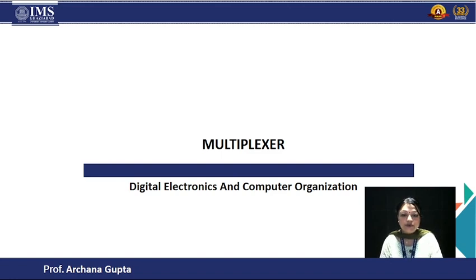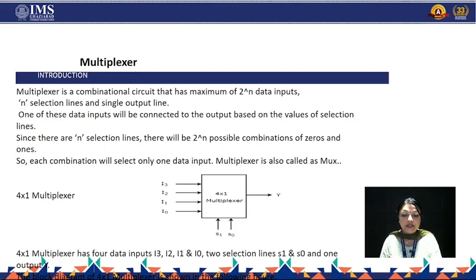Today I'm going to give you a lecture on multiplexers. This is a part of digital electronics and computer organization. Basically, a multiplexer is used for taking many inputs at the same time, and it takes one input at a time and gives one output at a time.